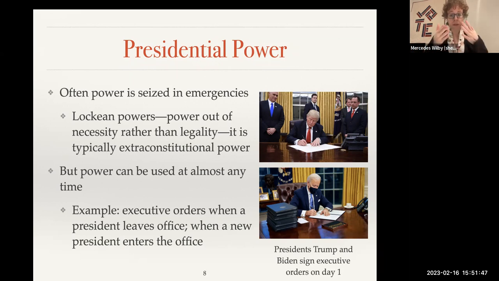In fact, they're routinely used by incoming presidents, especially when the president is of a different party than his predecessor. So President Trump came into office after President Obama left. Obama was a Democrat, Trump was a Republican. So on his first day in office, Trump signed executive orders to undo some of what Obama did.